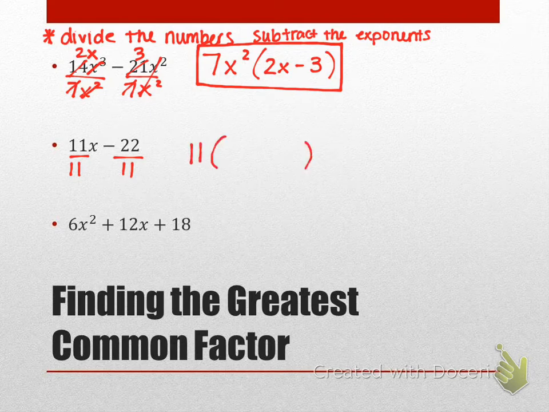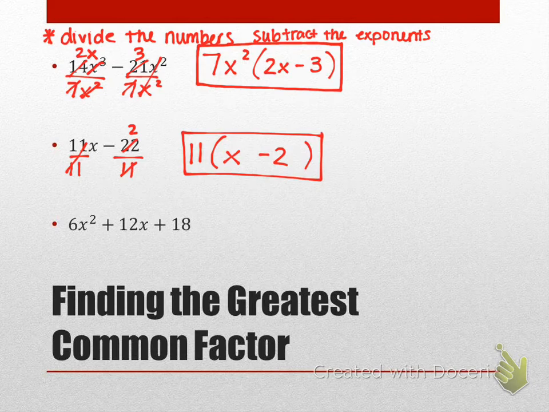So where does this GCF go? On the outside, and then we divide. 11 divided by 11 is 1, or we could just cancel it out and be left with an x. You can write the 1 there, or you don't have to. It's up to you. Then negative 22 divided by 11 is negative 2. There's my final answer. If I wanted to check it, I would distribute. 11x minus 22, yep, we know it checks out.